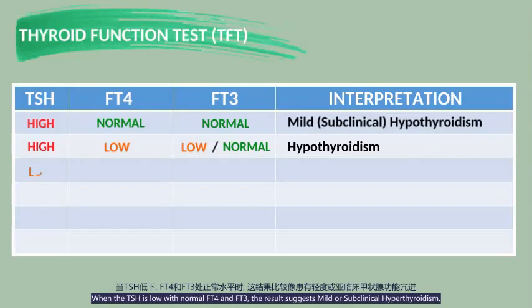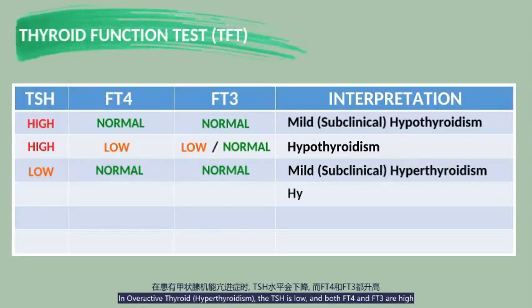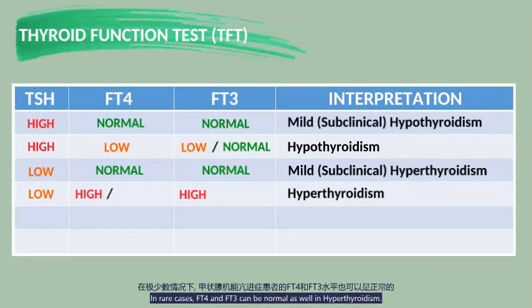When the TSH is low with normal FT4 and FT3, the result suggests mild or subclinical hyperthyroidism. In overactive thyroid, hyperthyroidism, the TSH is low, and both FT4 and FT3 are high. In rare cases, FT4 and FT3 can be normal as well in hyperthyroidism.